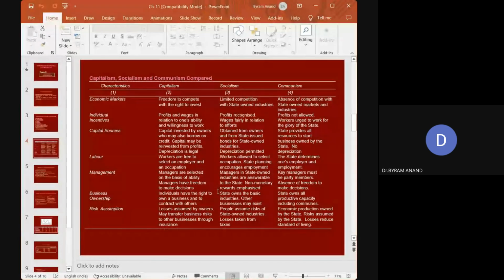So the state determines one's employer and the employment. The management is in the hands of the private, but in a socialist economy, the management is in the hands of the government. But in the mixed economy, the economy is in the hands of both private and public. Management will be in the hands of the government and public. So business ownership is with private people. The individual is the business owner.